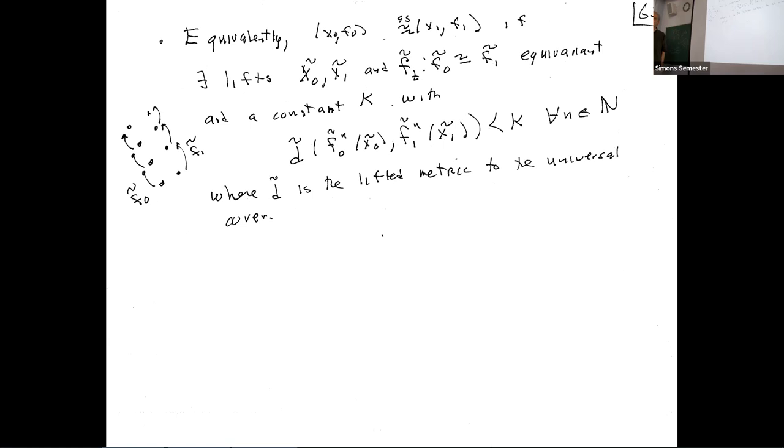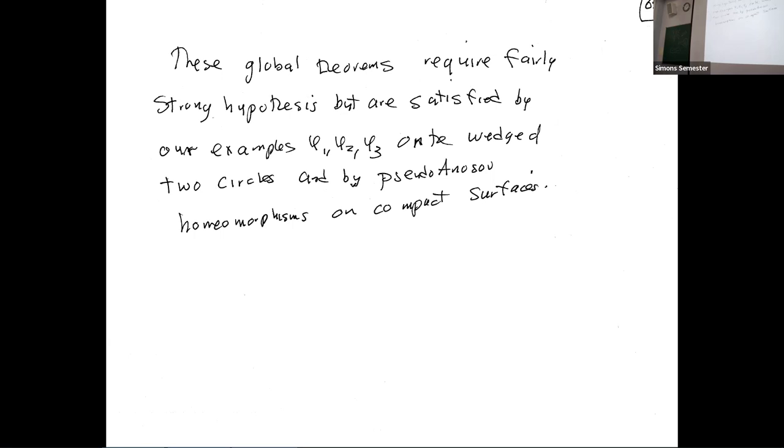So in addition to this hyperbolicity, we're going to need more hypotheses to get persistence under global shadowing. This will give persistence of all the dynamics, but the hypotheses will be satisfied by all our examples: phi 1, phi 2, linear Anosovs, and pseudo-Anosovs, which on surfaces I'll tell you about tomorrow if you don't know about them, and which were the inspiration for all this.